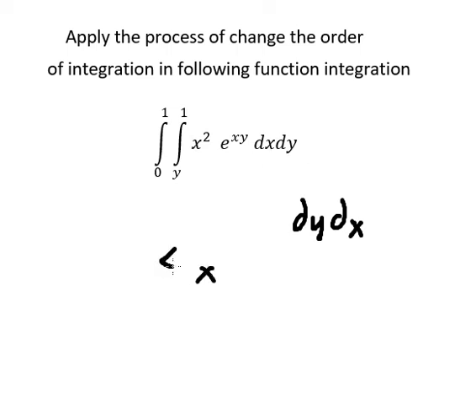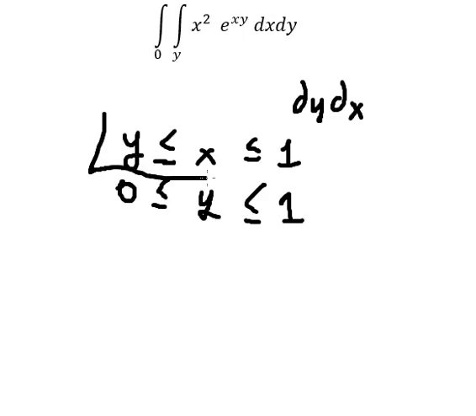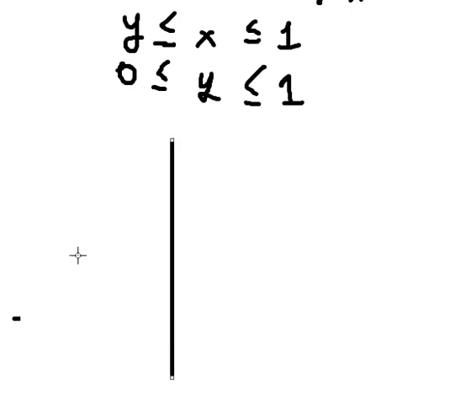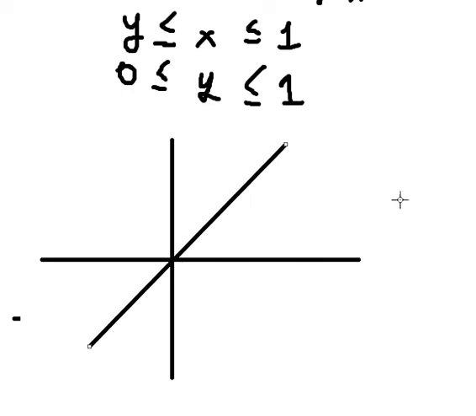So we have x is greater than or equal to y and smaller than or equal to 1. About dy, y is greater than or equal to 0 and smaller than or equal to 1. Now we need to graph y equals x. Y equals x should be like this.